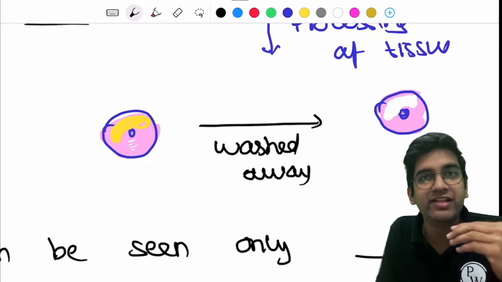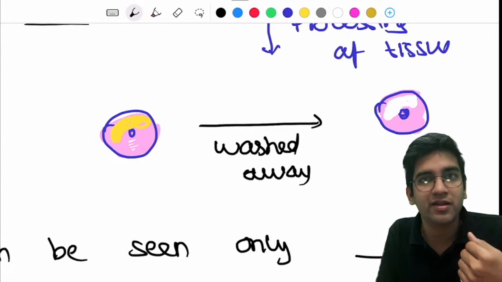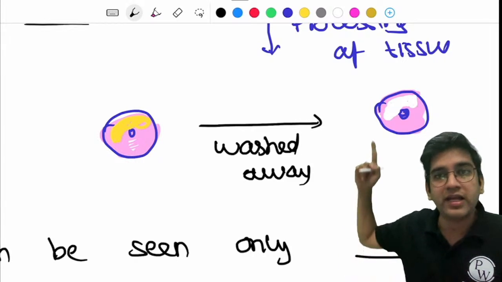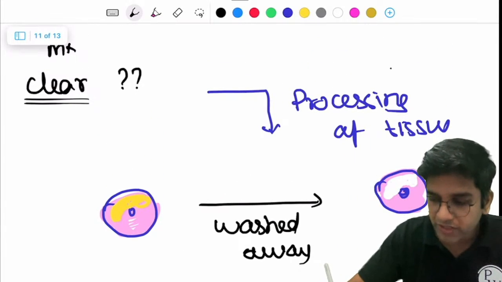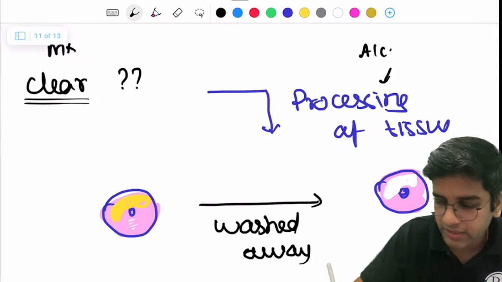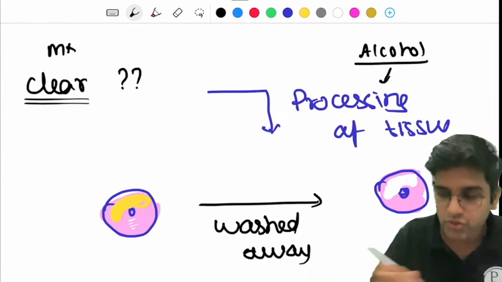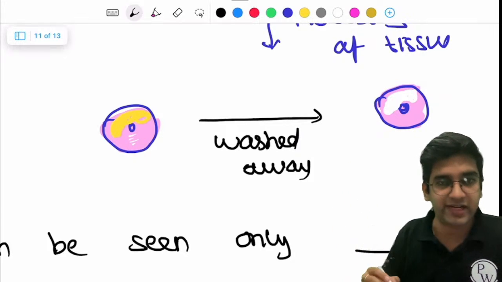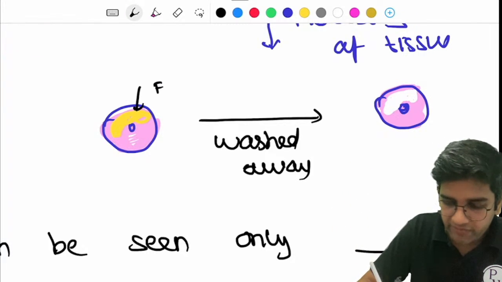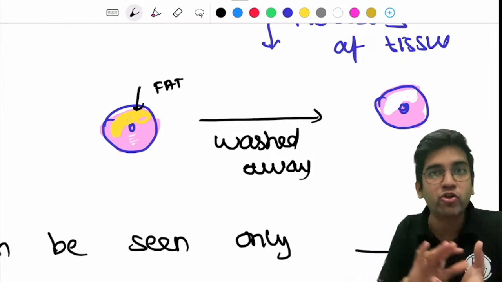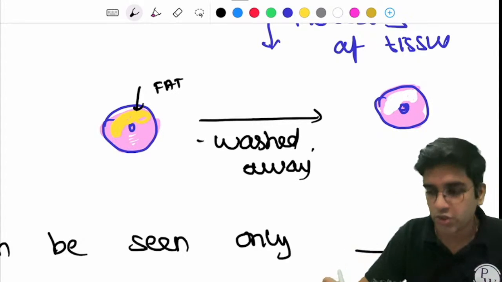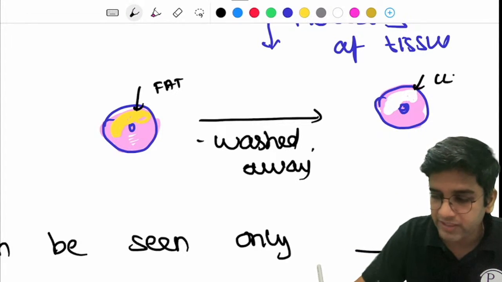For that, I need a very hard skin. When it's soft, I cannot cut it. So for making a tissue hard, I process the tissue. During this processing, like some of you said, I use alcohol. So this alcohol used during processing washes away the fat. Let's assume there's a normal fat accumulating before processing, and once I process the tissue, the fat is being washed away, so it becomes a clear space.